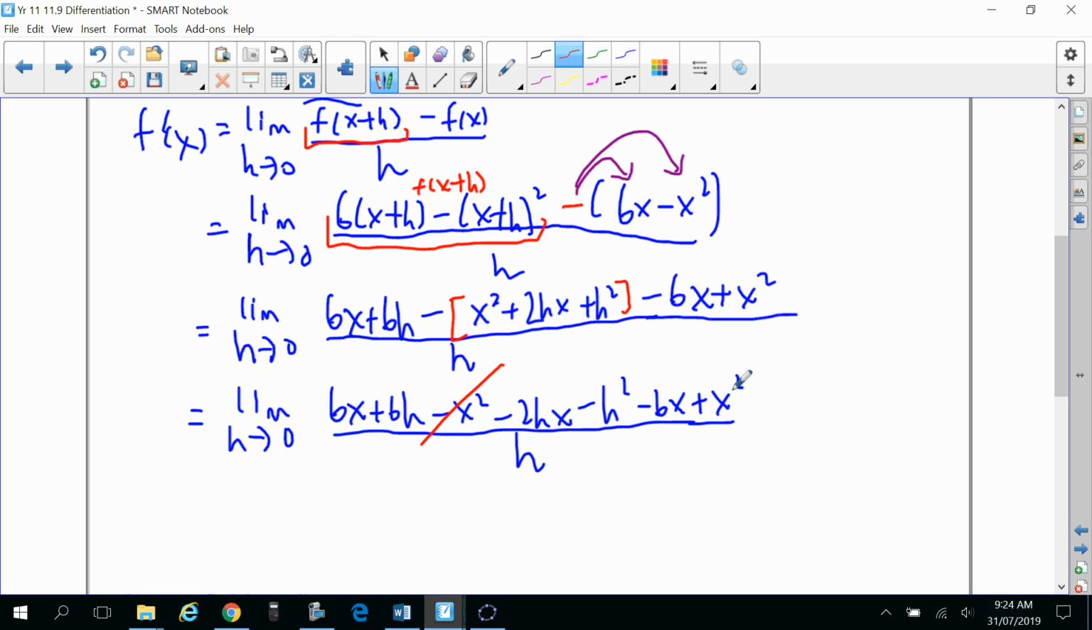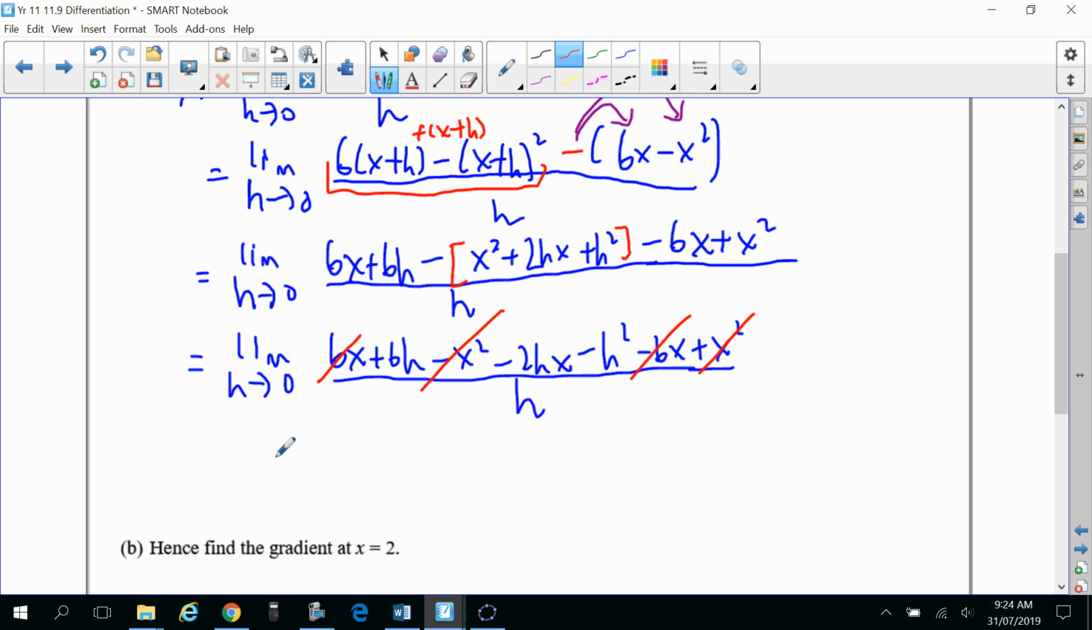The x squared gets killed. You expect any term with x only gets killed, right? That's the general idea. You should expect anything without an h will be eliminated. If not, you made a mistake. All right. We keep going. We're doing it slowly but steadily. 6h minus 2hx minus h squared.